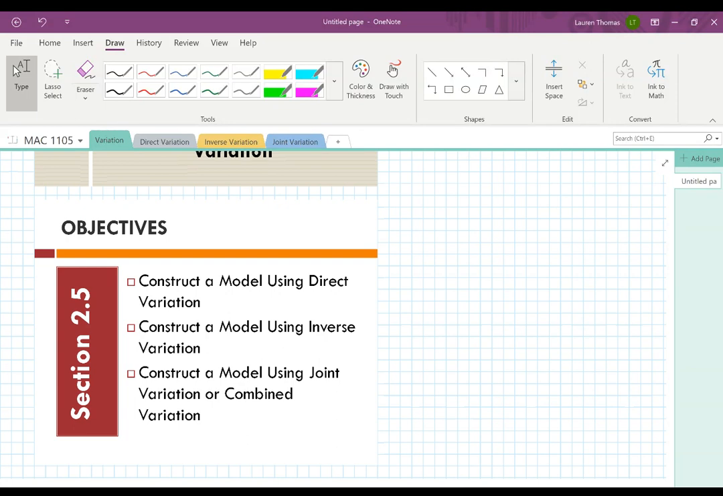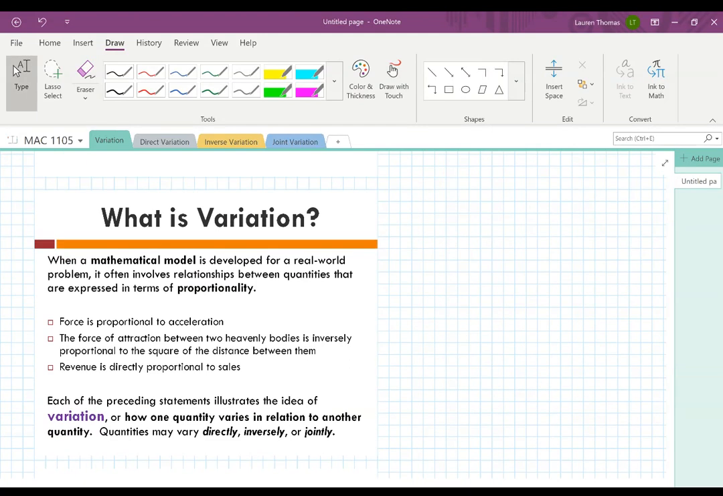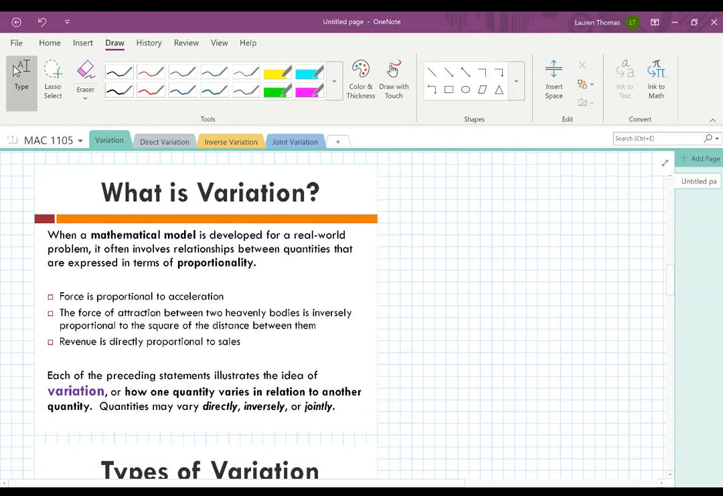So the first question you may be asking is, what is variation? Anytime you have a mathematical model developed for a real world problem, it involves relationships between quantities that are often expressed in terms of proportionality. Some examples: force is proportional to acceleration. The force of attraction between two heavenly bodies is inversely proportional to the square of the distance between them, and revenue is directly proportional to sales.